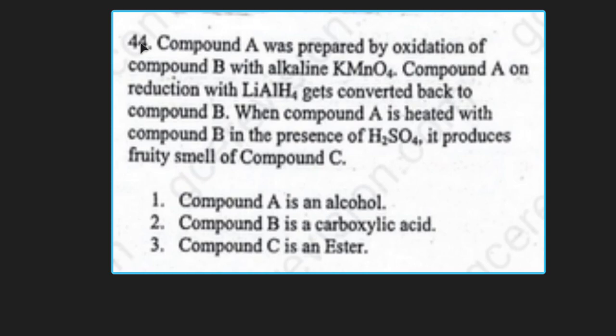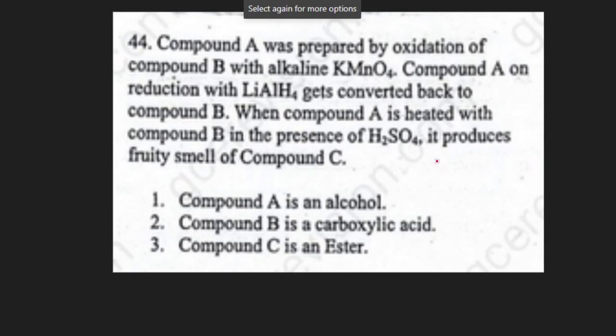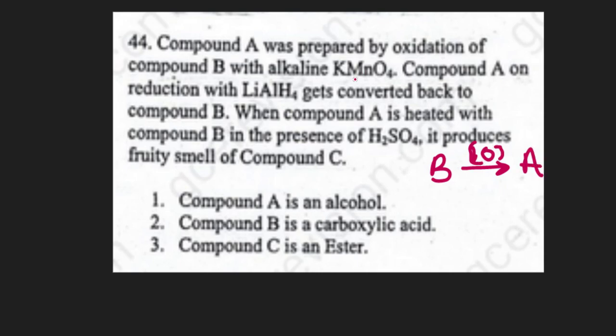Question 44. Compound A was prepared by oxidation of compound B with alkaline potassium permanganate. So we are saying that compound B was oxidized to give compound A using acidified potassium permanganate. Now compound A on reduction with lithium aluminum hydride gets converted back to compound B. So compound A is converted back to compound B when reacted with lithium aluminum hydride.